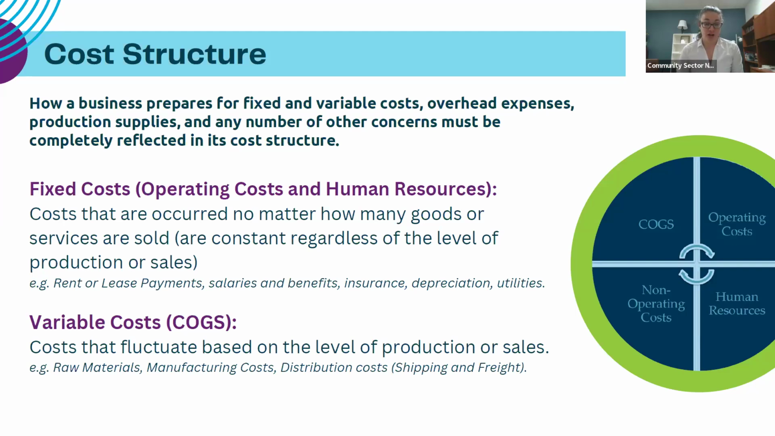And then your variable costs are all the things that are going to fluctuate depending on how much sales you're doing. So these would be your raw material inputs, your manufacturing costs, and how much it costs to ship things. And so this would be variable depending on what your sales volume is. And this is often called on your accounting spreadsheet your COGS, your costs of goods sold.